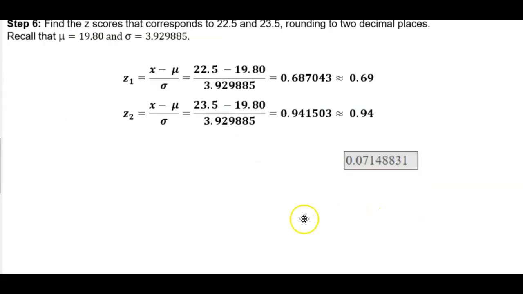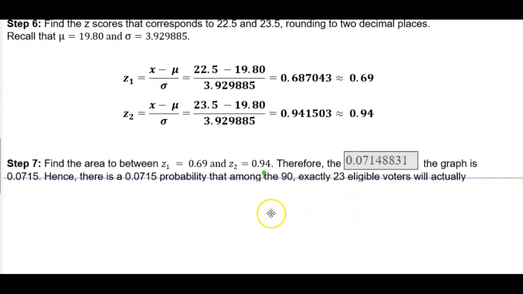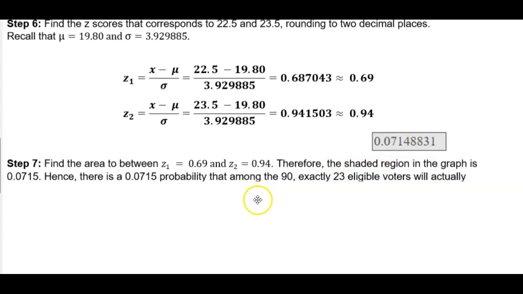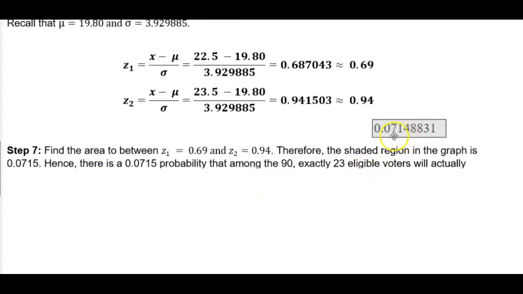Recall that we want to round that to 4 decimal places. So again, the area in between gives us 0.0715. Therefore, the shaded region in the graph is 0.0715. Hence, there is a 0.0715 probability that among the 90, exactly 23 eligible voters will actually vote.